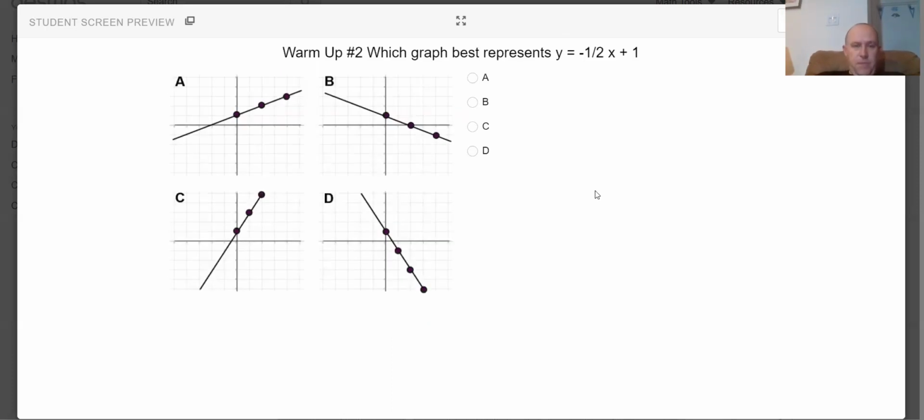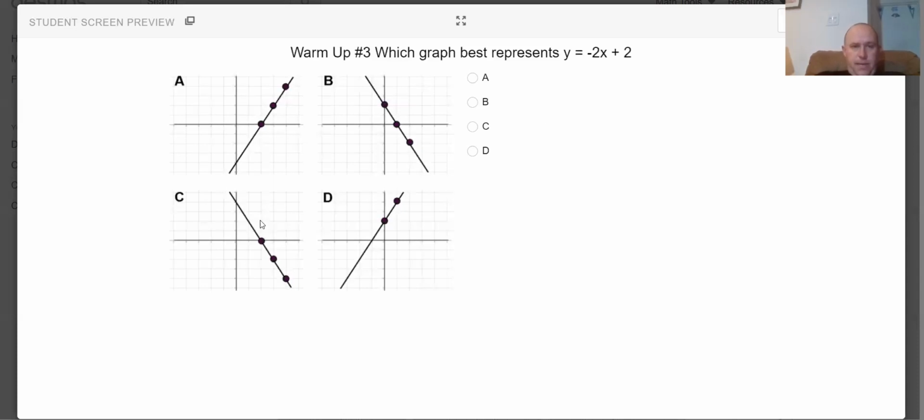-1/2 x plus 1. So negative slopes I know go downwards as I read left to right, so I can already see that it's between B and D here. It says +1 at the end here, so they should start from 1 on the y-axis, which they both do. And -1/2 means I go down 1 and then right 2 because of rise over run. So down 1, right 2. Slope you can see here is actually down 2 and across 1. So this would actually be y equals -2x plus 1.